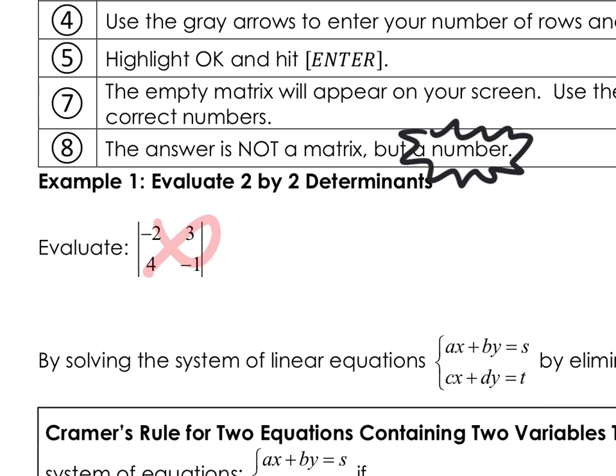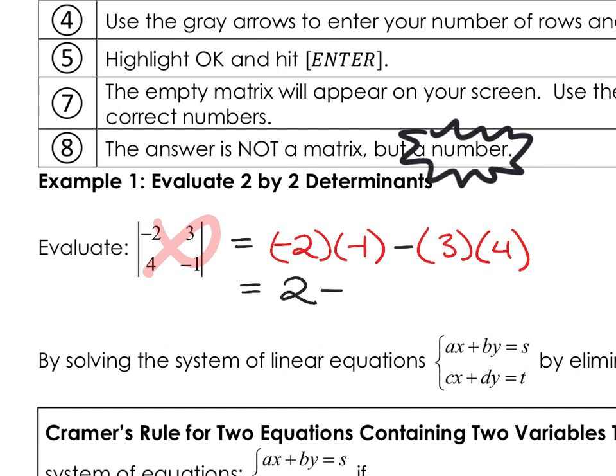Follow the swoop. So if we were doing this by hand, it would be negative 2 times negative 1 subtract 3 times 4. That's A times D minus B times C. Well, negative 2 times negative 1 is positive 2, and 3 times 4 is 12, so 2 minus 12. That means our determinant here is negative 10. The things we learn about this is that now we know that this matrix is invertible, because its determinant is literally anything other than zero.